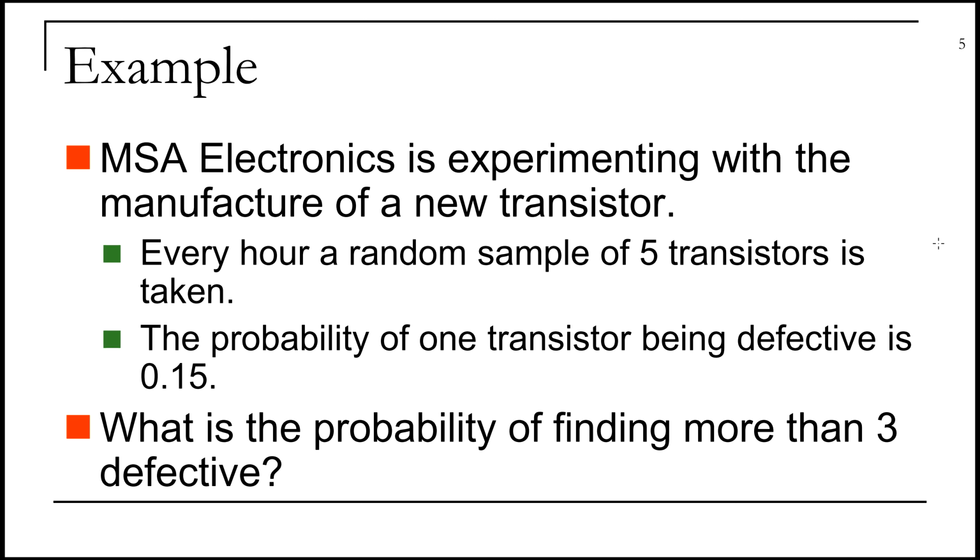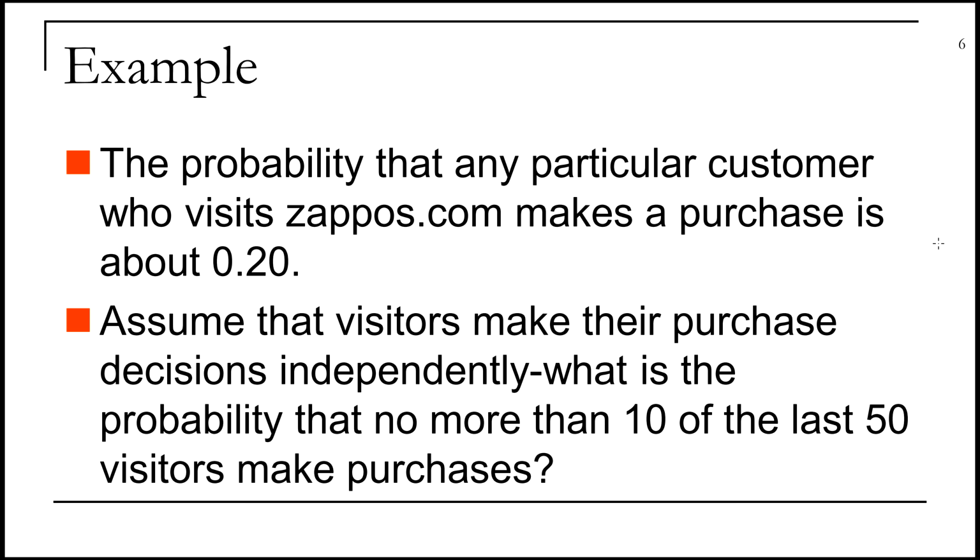As an example, MSA Electronics is experimenting with the manufacture of a new transistor, a piece of electronics. Every hour a random sample of 5 transistors is taken. The probability of one transistor being defective is 0.15. What's the probability of finding more than 3 defective? That's the classic binomial setup in quality control.